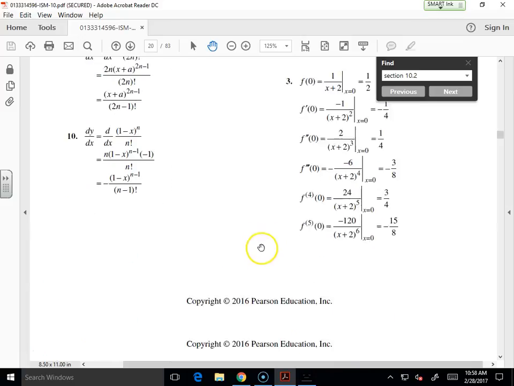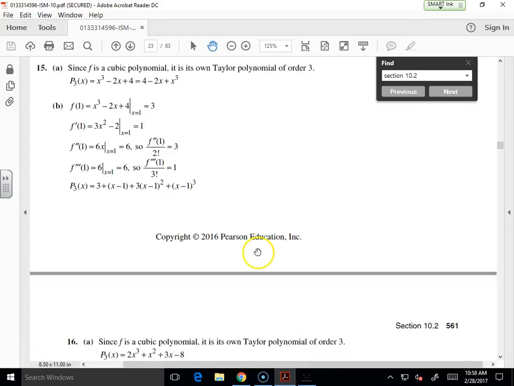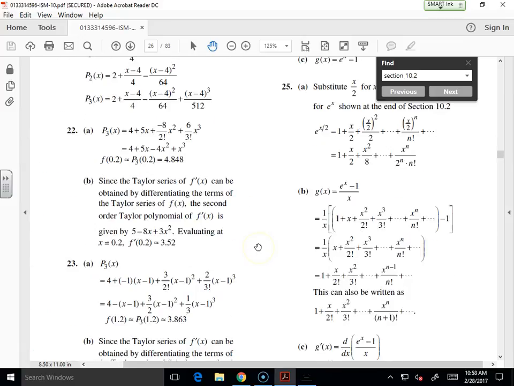Kiddos, what evens do we have from section 10.2? 22. 22. Because we did 3. So Sam's gone today, huh? He's gone yesterday too. Here he is.